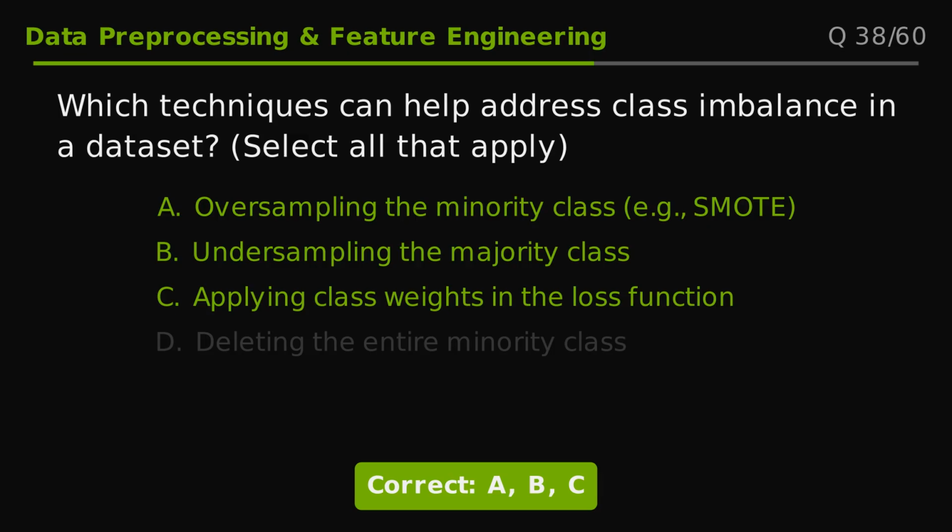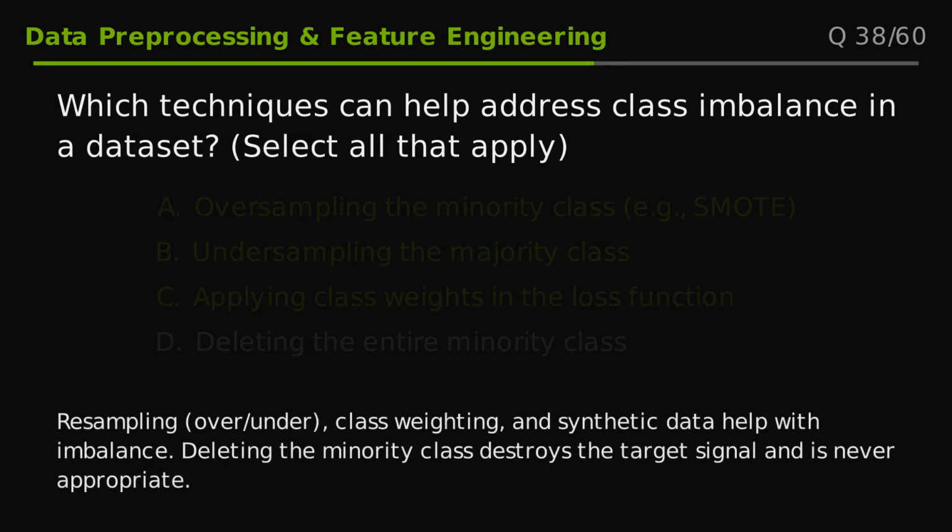The correct answers are A, B, and C. Oversampling, undersampling, class weighting, and synthetic data help with imbalance. Deleting the minority class destroys the target signal and is never appropriate.